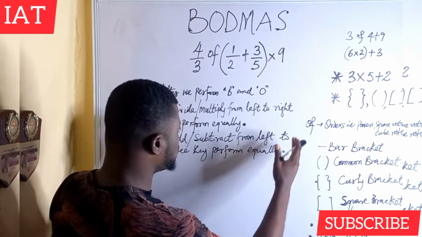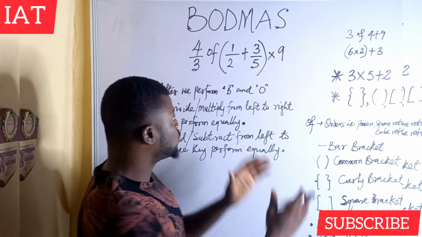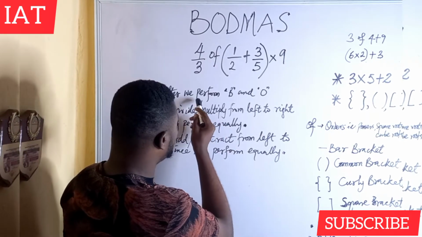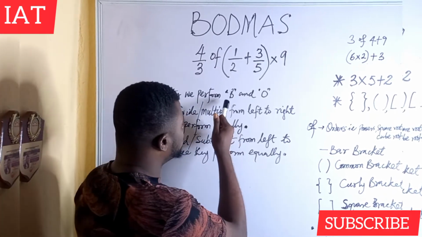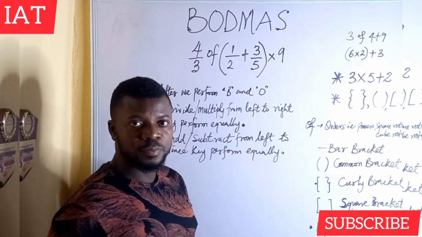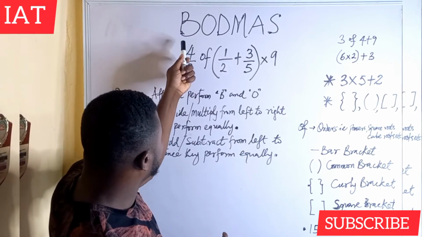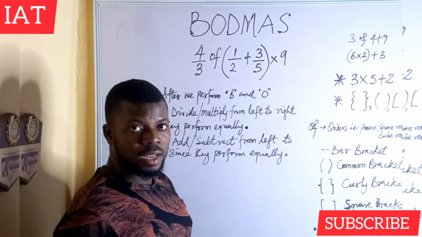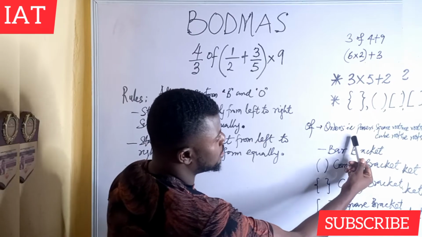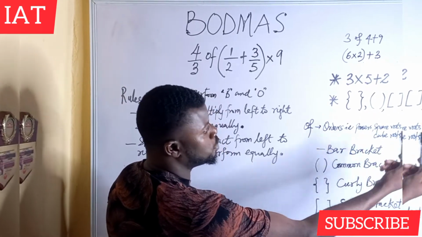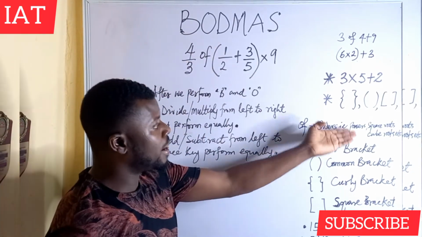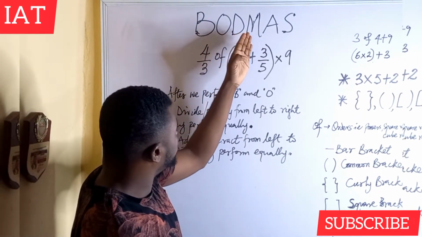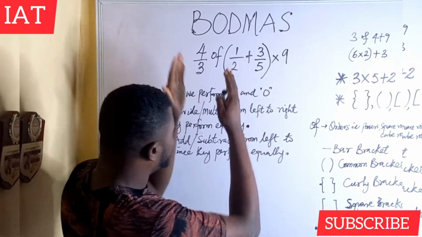But before then, let's talk about the rules. The rule of BODMAS has it that by the time we are done performing this operation with B and O, what do B and O stand for? Yes, that's correct. It stands for bracket and order. Order can also be replaced with "of". And what does it mean? It means powers, square root, cube root. That means operations that involve powers and square roots should be taken care of before you consider division, multiplication, addition, and subtraction. I'm going to talk about that in detail.